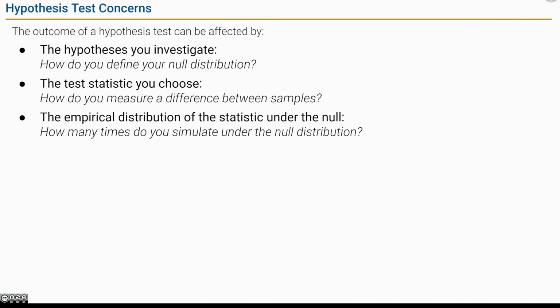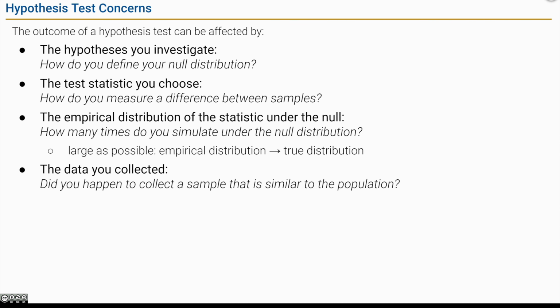If you are simulating your null distribution, the empirical distribution of your statistic under the null, then you need to make sure you're doing a large enough number of simulations so that the empirical distribution is approximately equal to the true theoretical distribution.